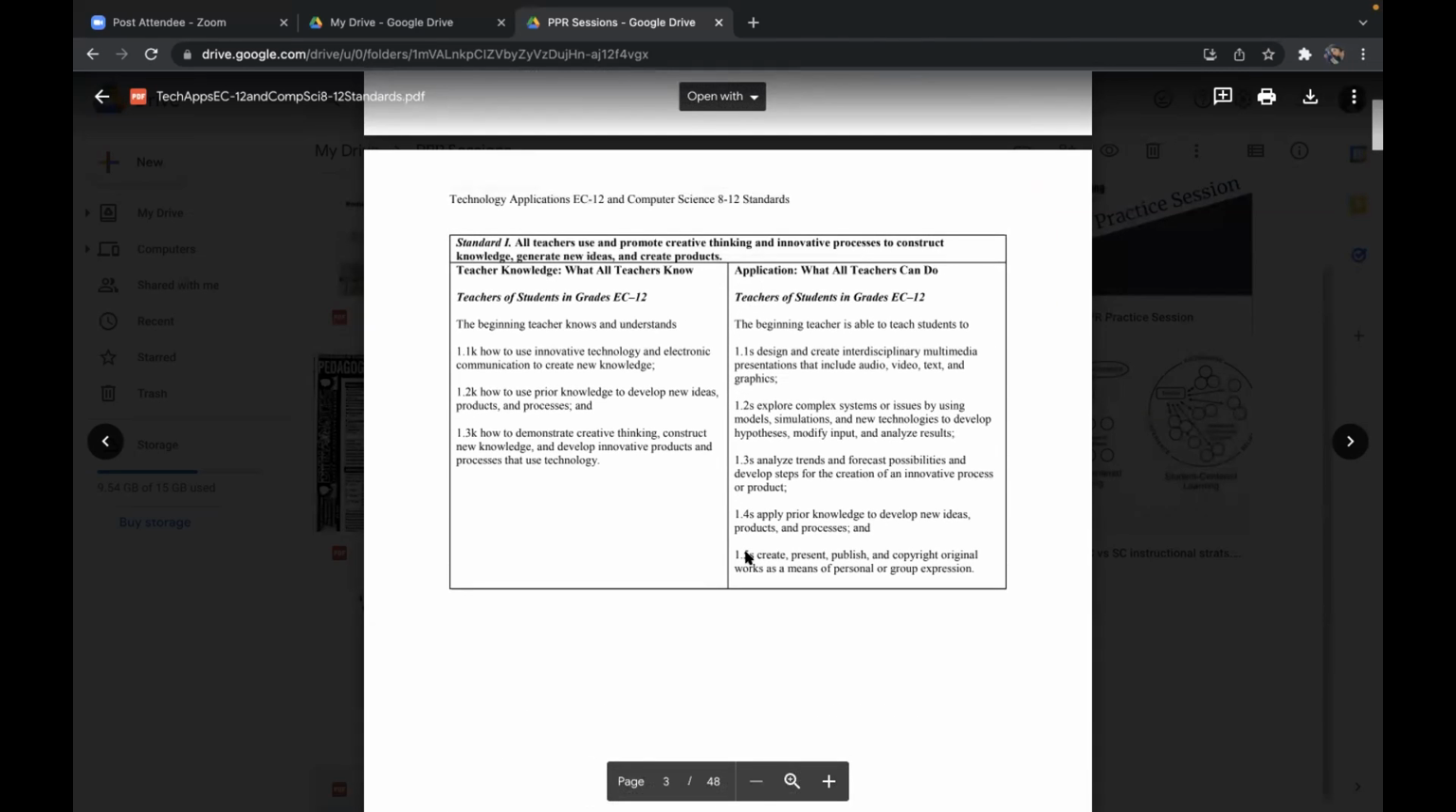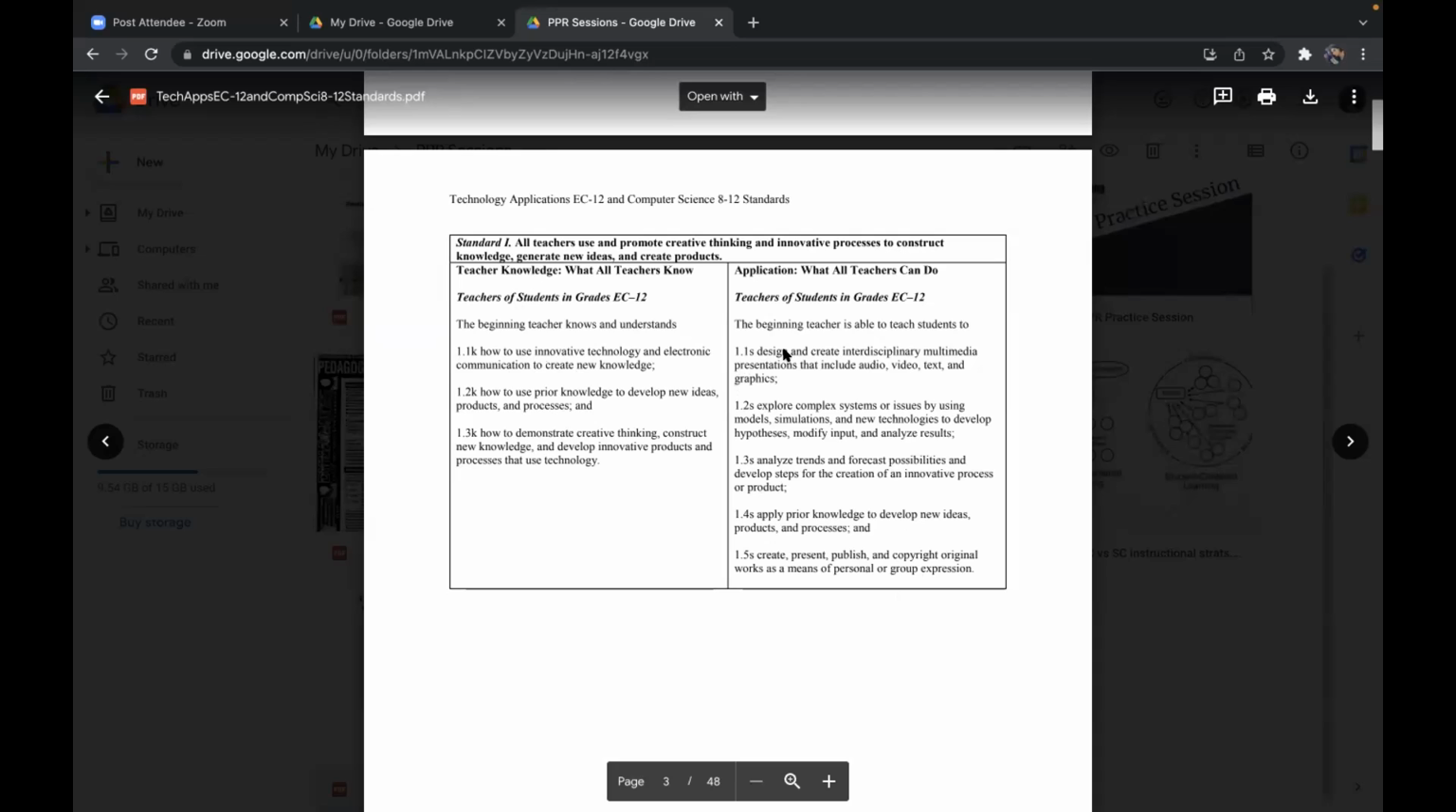So you read it the same way you read the PPR. Like I said, each one of our content areas, whether you teach math, science, social studies, art, trade, has this type of document, a standards document, and they're all read the same way. These are the things we need to be able to know before we get into the classroom. And this is what we need to be able to do.